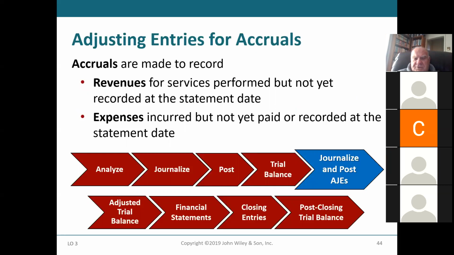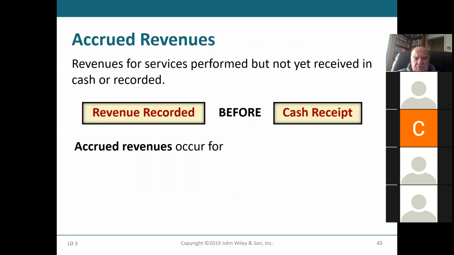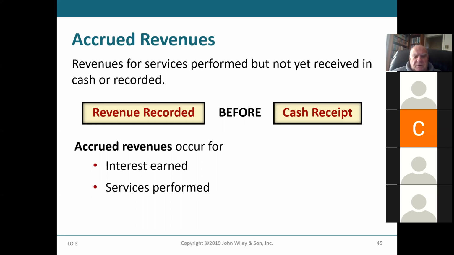We're still up to journalizing and posting adjusting JEs, AJEs. Accrued revenues are revenues for services performed, but not yet received. This could be interest income. We loaned somebody $10,000 at 12%. So they owe us $120 a year in interest, but they're not going to pay that interest until the beginning of the next year. We have to accrue that interest as revenue. So we're going to debit interest receivable, probably, and credit interest income. So let's see what we have here.